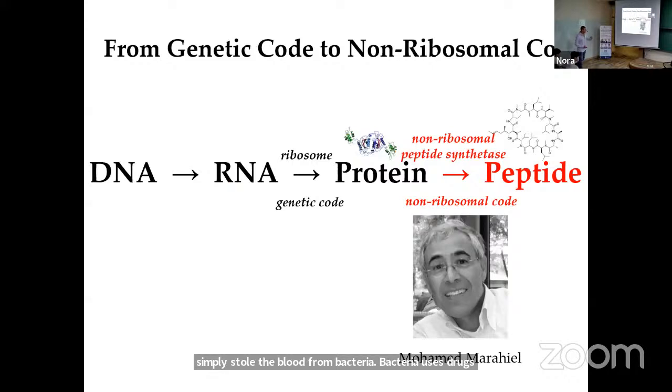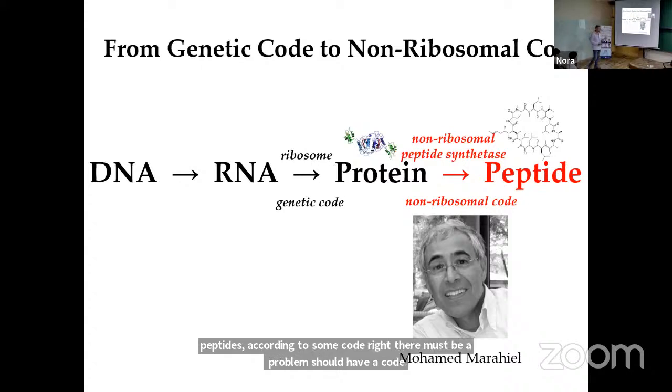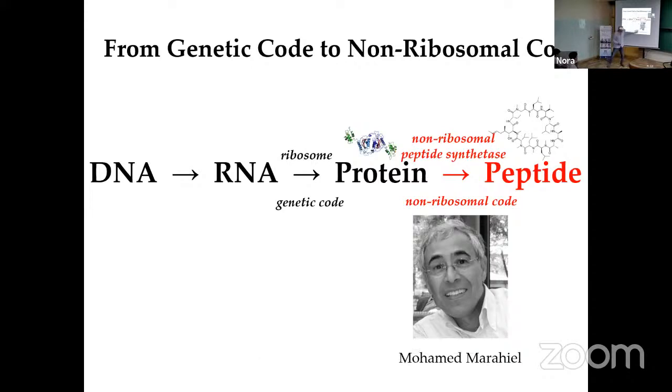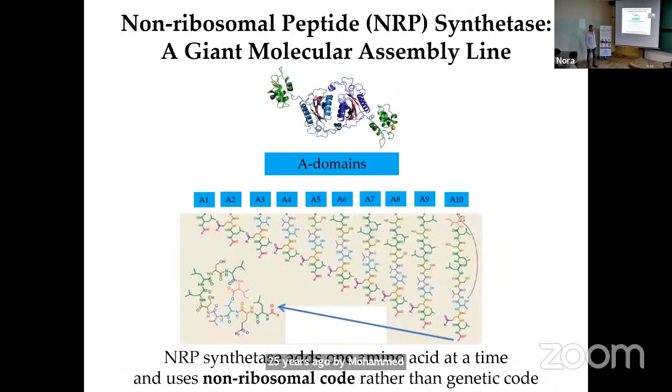Yes, so that was discovered, but this protein assembles peptides according to some code, right? The protein must have a code, like RNA has a code to assemble protein. And when we have non-ribosomal peptide synthesis, this protein should have a code. And this code was discovered 25 years ago by Mohammed Raphael. So, and it works like this.